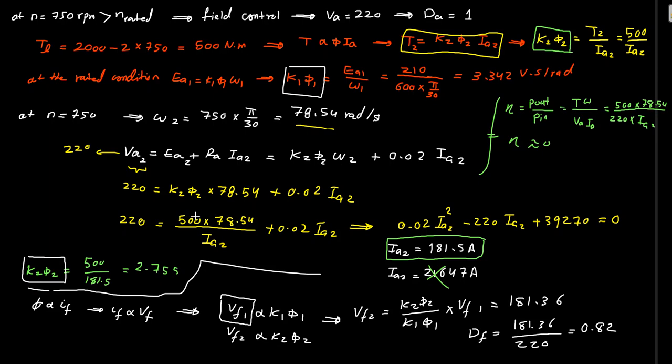So this is the example and how we can solve it. We discussed how we can distinguish between the armature voltage control and the field control, when we need to switch from the armature voltage control to the field control. That in the field control, the armature voltage will be the rated, and in the armature control, the field will be the rated. So I hope this example will help you.